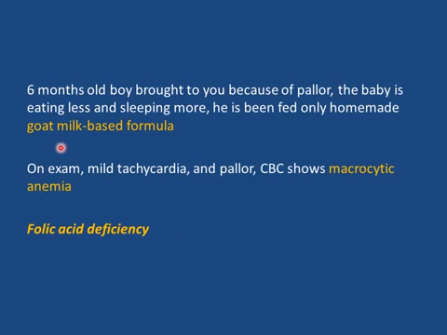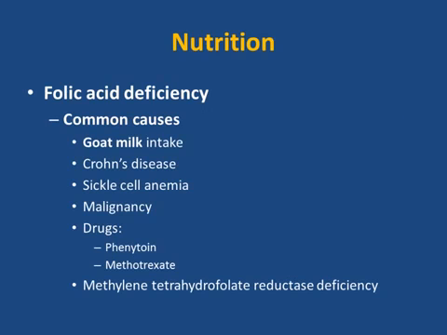The key words in this question are goat milk based formula and macrocytic anemia. Know that goat milk is deficient in folic acid, so the most likely cause is folic acid deficiency. Common causes of folic acid deficiency: goat milk intake, especially in the first year of life, Crohn's disease, sickle cell anemia, malignancy, drugs, for example phenytoin and methotrexate, methylene tetrahydrofolate reductase deficiency.